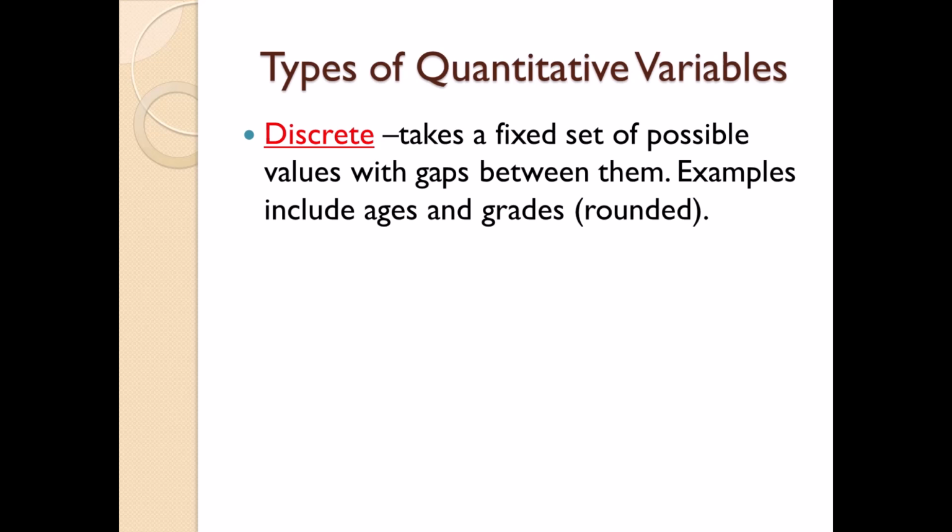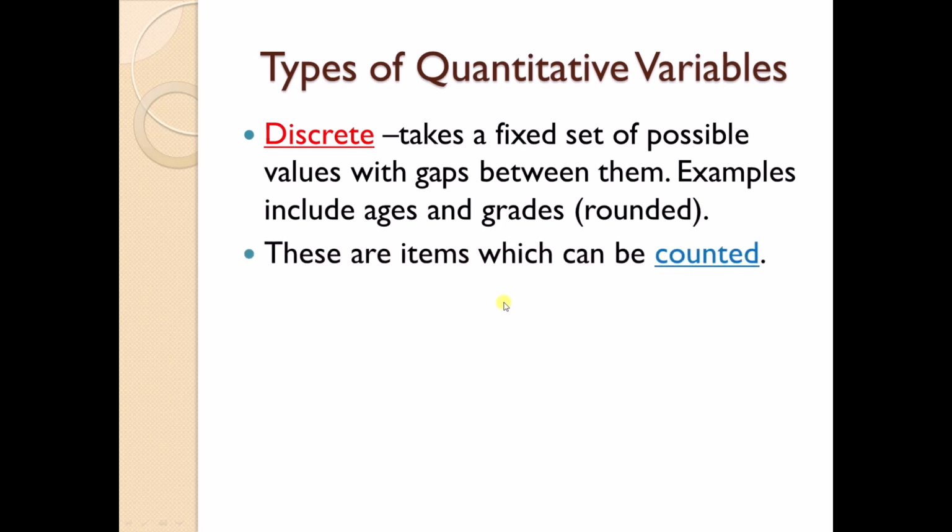And sometimes things that are continuous, that's the other version, can end up being discrete depending on how it's rounded. So when I give you a test grade, it's not going to be 92.3. It'll be 92. That would be discrete. All right. Discrete random variables are items which can be counted.